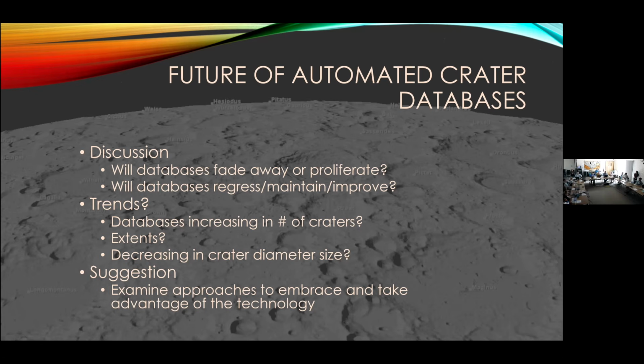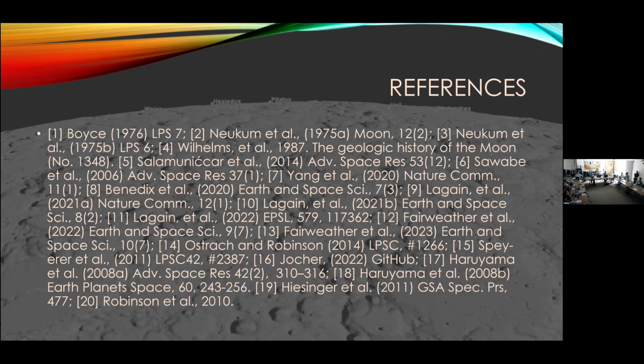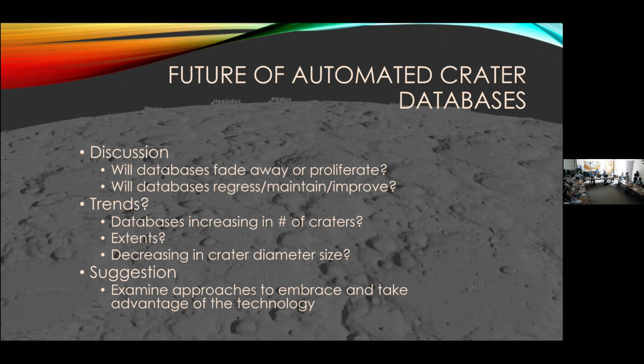So the general trends are databases increasing, and they're finding more and more craters. I mean, 230 million craters is kind of insane. They're increasing the breadth, the spatial extents of these databases, and they're getting to smaller and smaller crater diameters. So just my general suggestion is, can we embrace this technology in some manner? Try to examine approaches to take advantage of technology. I think we'll just leave it there. Maybe leave it on this slide. Thank you, Tom, and all.